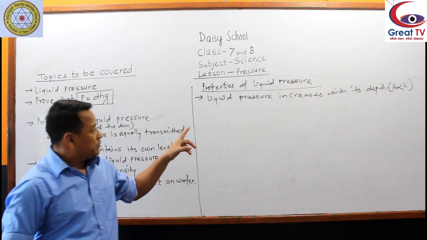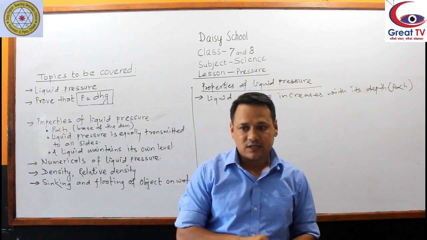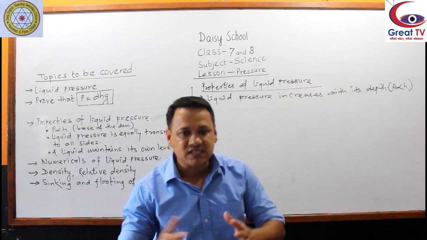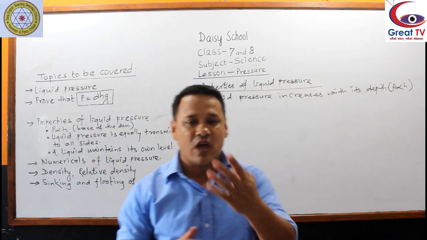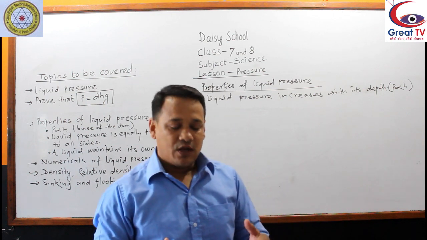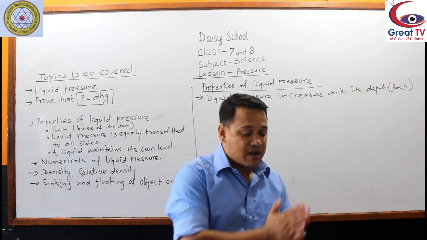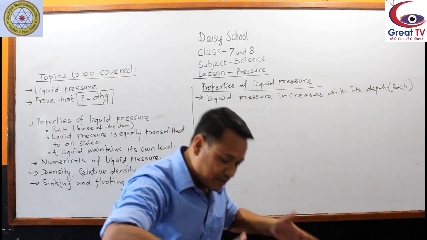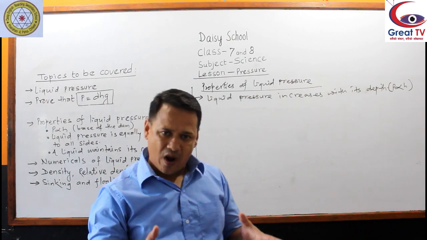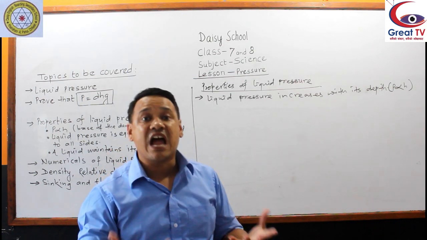By this relation, or using this fact, the base of the dam is made wider. I think you have seen the base of the dam nearby the river. You can see nearby the river there is a dam, and the base of the dam is made slanted and thick at the bottom. Why is it made thick at the bottom of the dam?